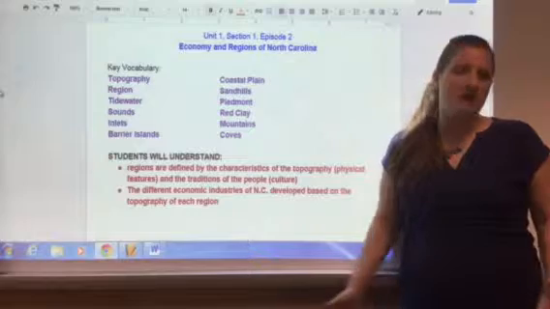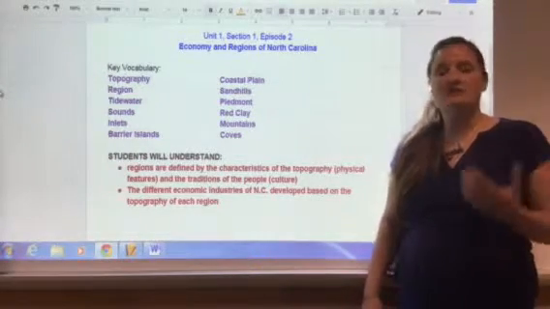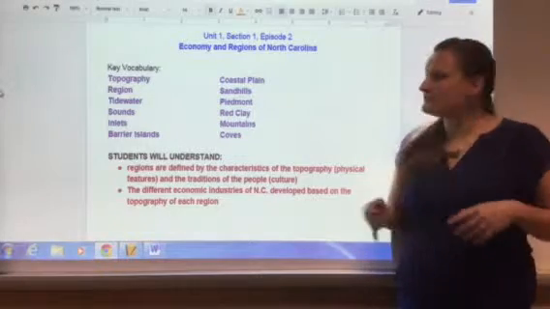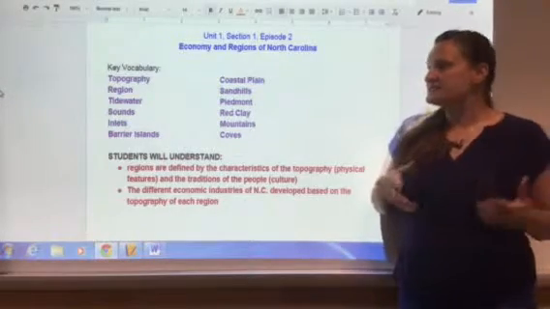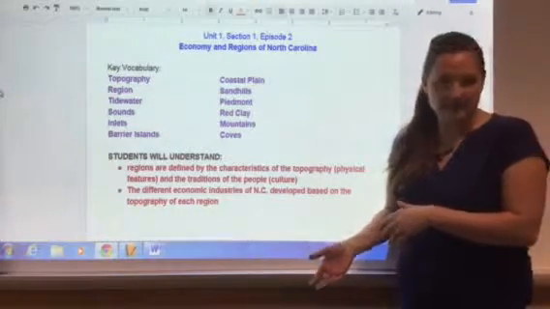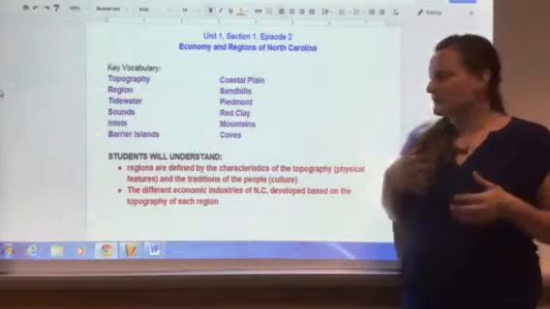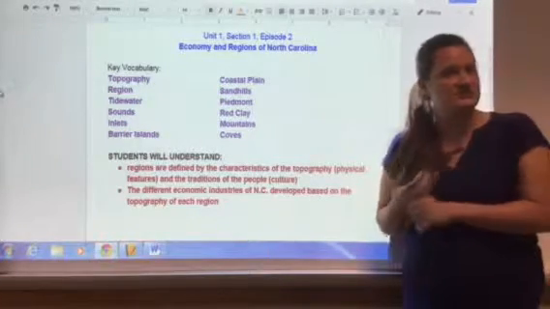Today we're going to talk about the topography, or physical features, of North Carolina and the 4 regions. Our vocabulary: topography, region, tidewater, sounds, inlets, barrier islands. We call the barrier islands the Outer Banks of North Carolina. Coastal plains, sandhills, the Piedmont, the red clay, the mountains regions, and the cove.